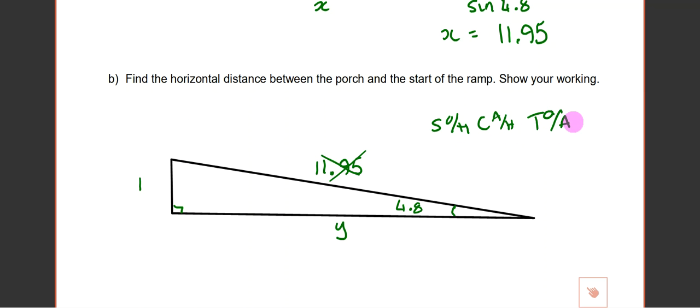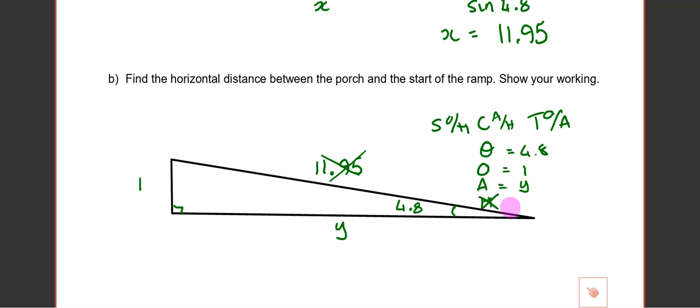And you'll see why in this question that thought process is important. All right, so theta, opposite, adjacent, hypotenuse. Theta is still 4.8. Opposite is still 1. Now the adjacent is y, and I'm not going to use the hypotenuse.